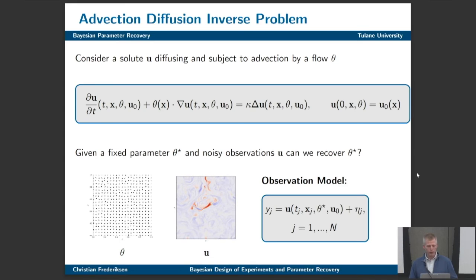And so we model that with the advection diffusion equation, and this is going to depend on some initial condition. So these are just pictures of a potential flow and maybe what the dye looks like at some time. So our observation model is exactly the same as before. Now our designs are going to be points in time and space that we're going to call TJ, XJ.